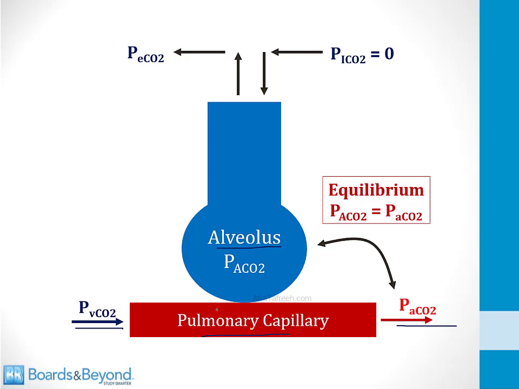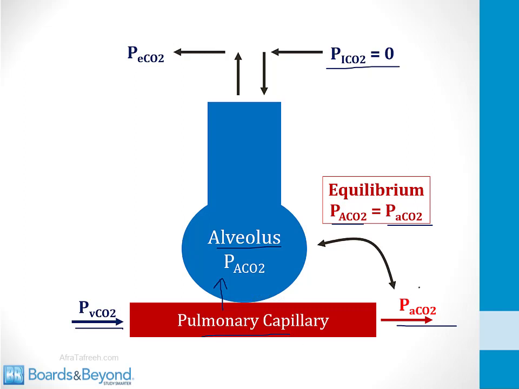Now, assuming this alveolus is working, as blood flows through the pulmonary capillary, carbon dioxide will leave and enter the alveolus, and by the time that blood reaches the exit of the pulmonary capillary, equilibrium will have been established so that the alveolar CO2 is equal to the arterial CO2. And then finally, up at the top, I've shown that we are inspiring air, which essentially has no carbon dioxide, so the CO2 concentration in the inspired air is 0.